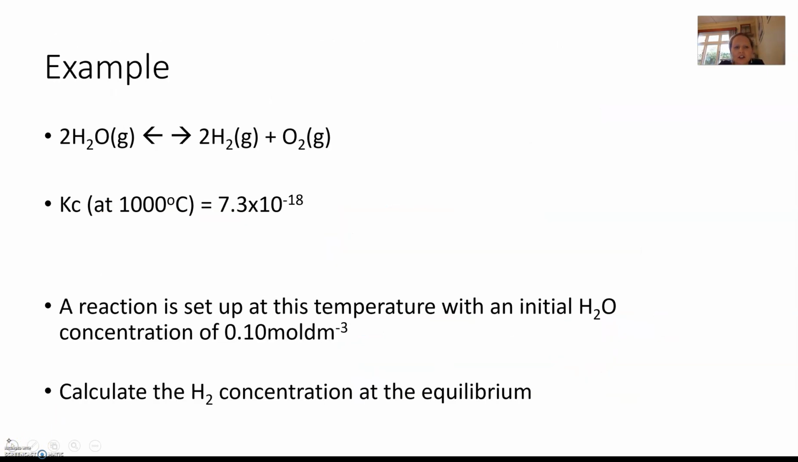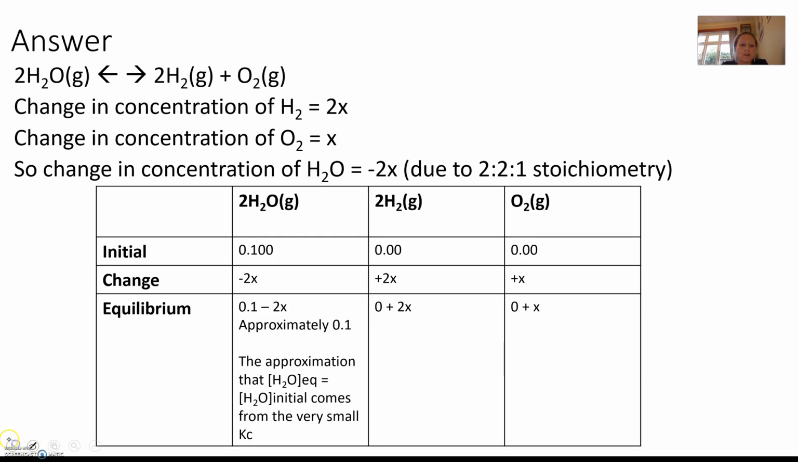So we're going to use that assumption. Here's a question. You'll see that this question is done at 1,000 degrees, and that's purely so we're dealing with gaseous substances the whole time. So 2H2O gas forms 2H2 gas plus O2 gas, and they've given you a Kc. It says that the initial concentration of water is 0.1 moles per decimeter cubed. Calculate the H2 concentration.